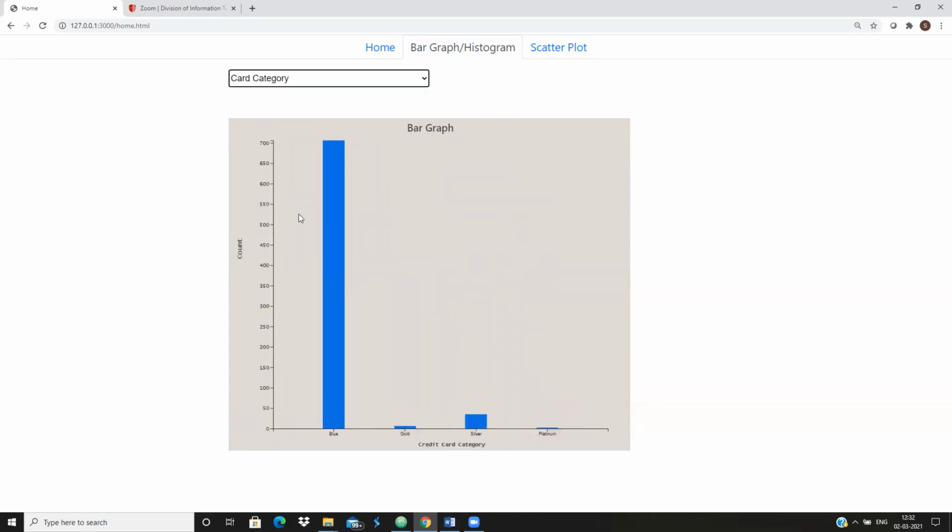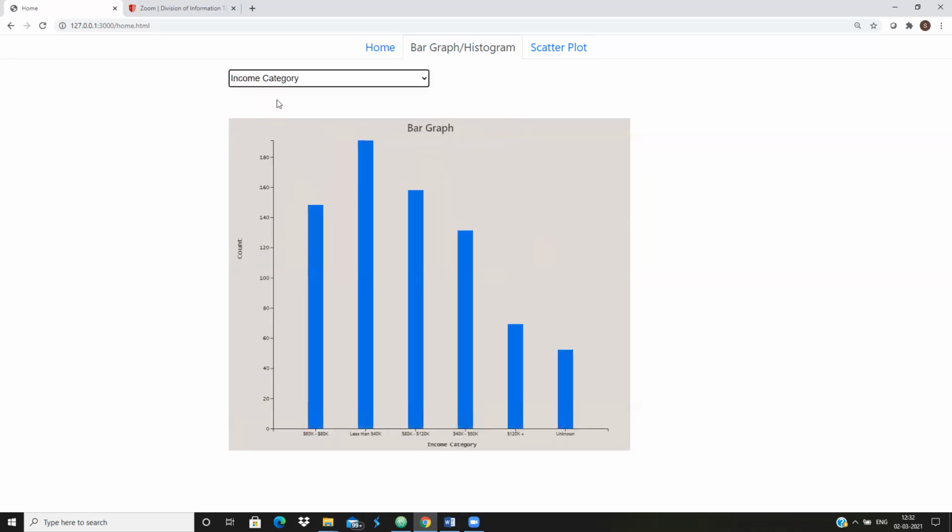We also have card category. Here, the number of customers in blue is the highest, almost 90%, right? So the focus could be to shift customers from blue to, let's say, gold or silver, by providing perks and benefits and points, loyalty points, and stuff like that.